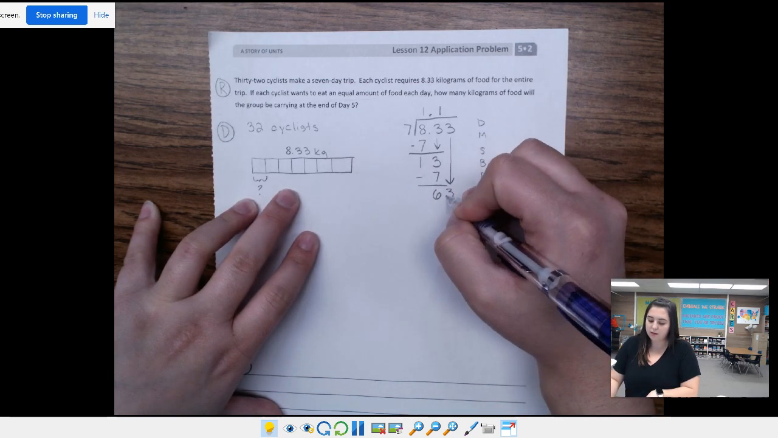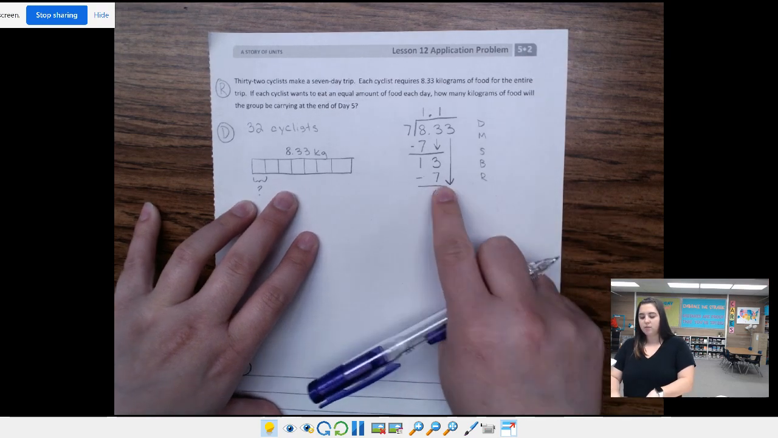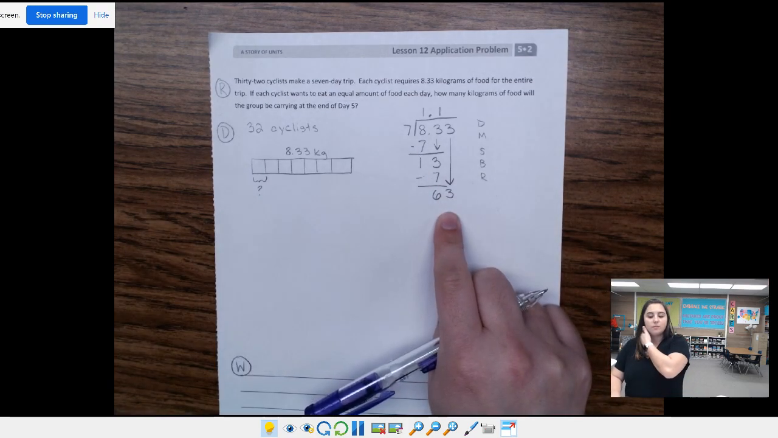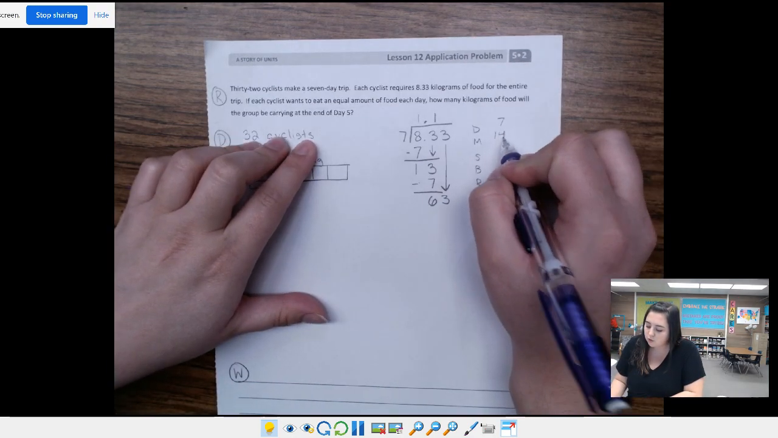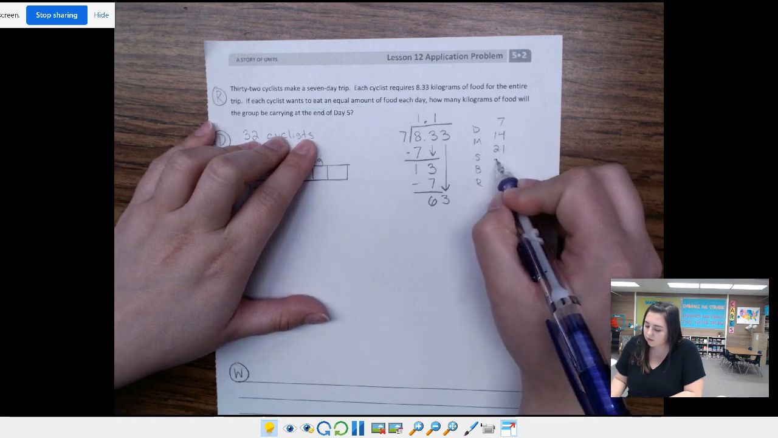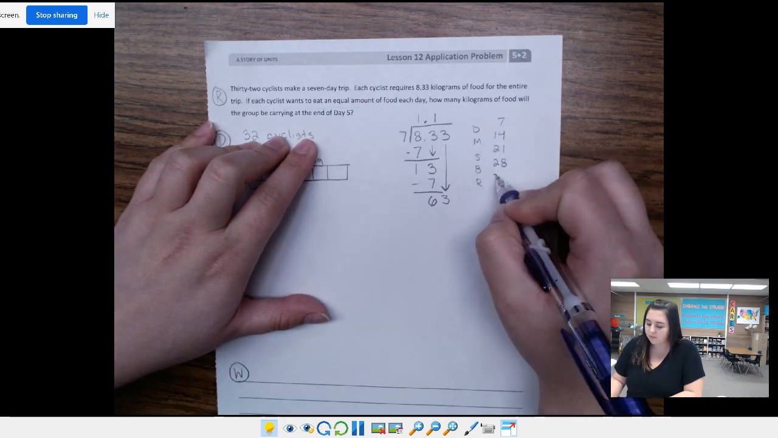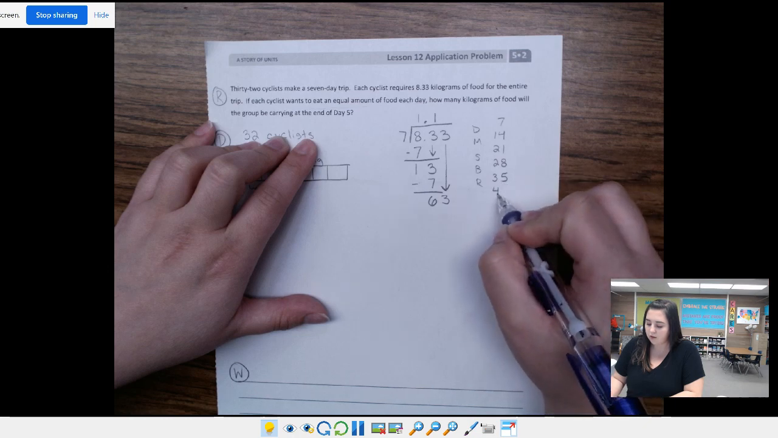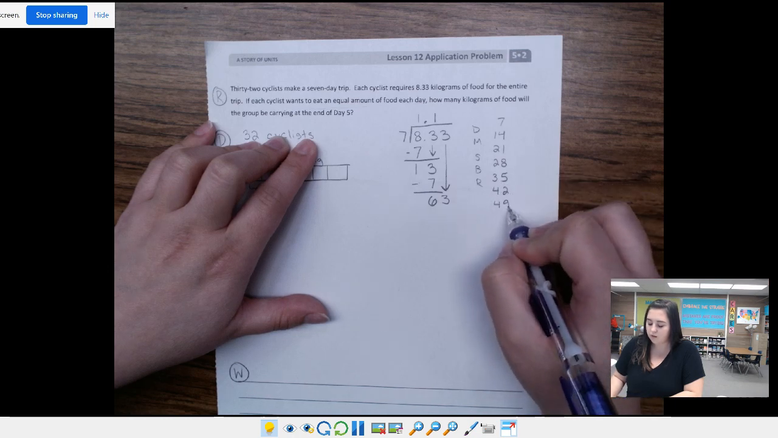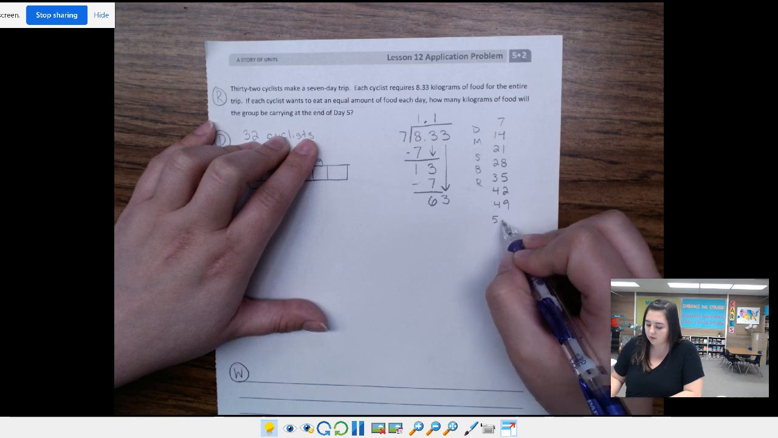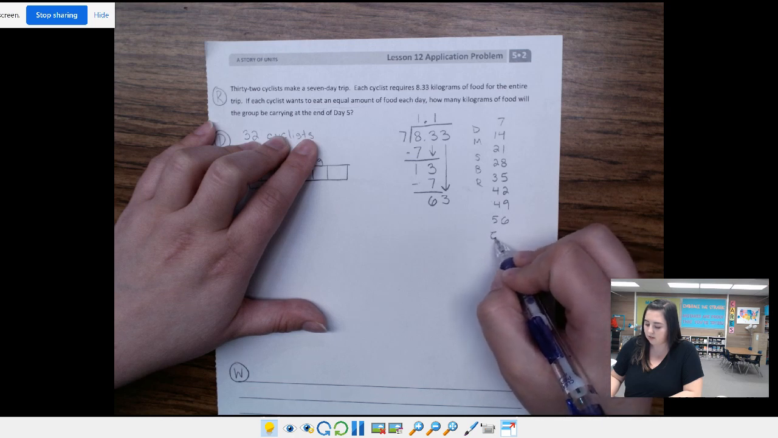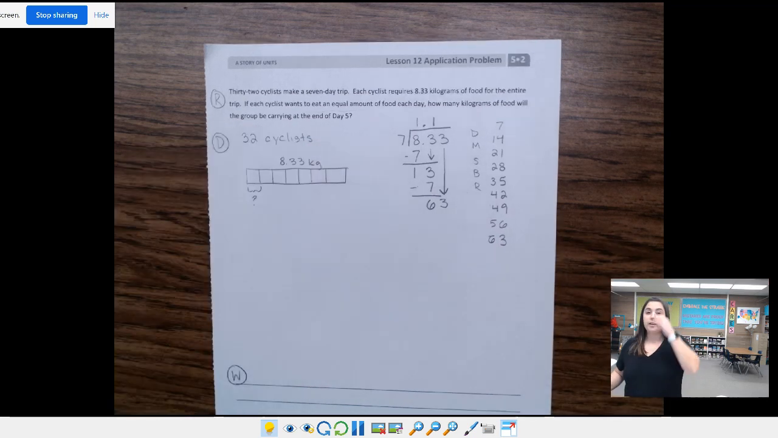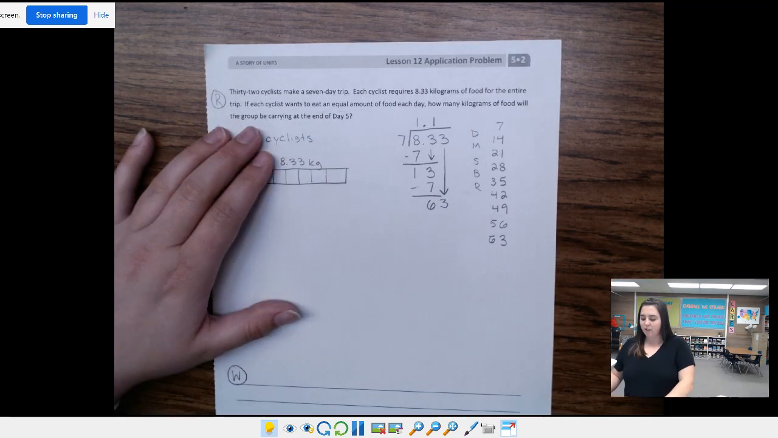Bring down that 3. Ooh, now we really got to count by our 7s. How many times can 7 go into 63? In fact, let's write this down. 7, 14, 21, 28, 35, 42, 49, 56. What was I adding? Oh, 63. Sorry, guys. My mind blinked as I was counting.